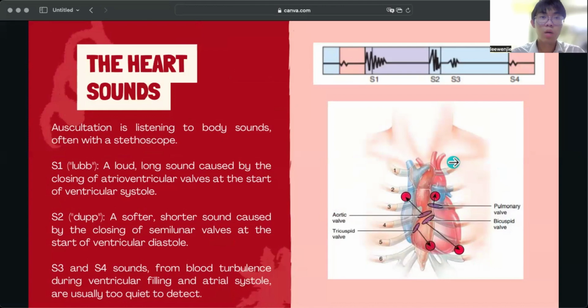Okay, heart sounds. The heart produces distinct sounds which can be recognized as a loud sound and a dull sound. The loud sound, S1, occurs when the atrioventricular valves close during contraction. The dull sound, S2, happens when the semilunar valves close during relaxation. The S3 and S4 sounds, from the blood turbulence during ventricular filling and atrial systole, are usually too quiet to detect.